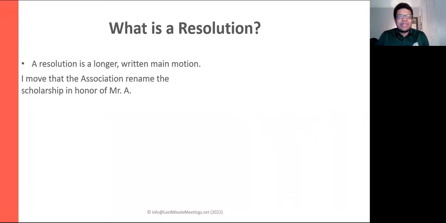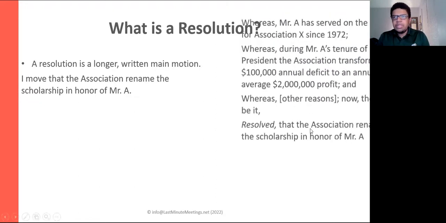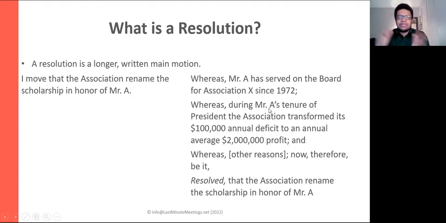But if Mr. A, I don't know who Mr. A is, but let's say he's someone who's done a lot for the association, that doesn't really speak to the volumes of everything Mr. A did and why he's so deserving of having that scholarship renamed for him, right? So on the left hand side, that was an oral motion, the typical motion you make at a meeting really quickly.